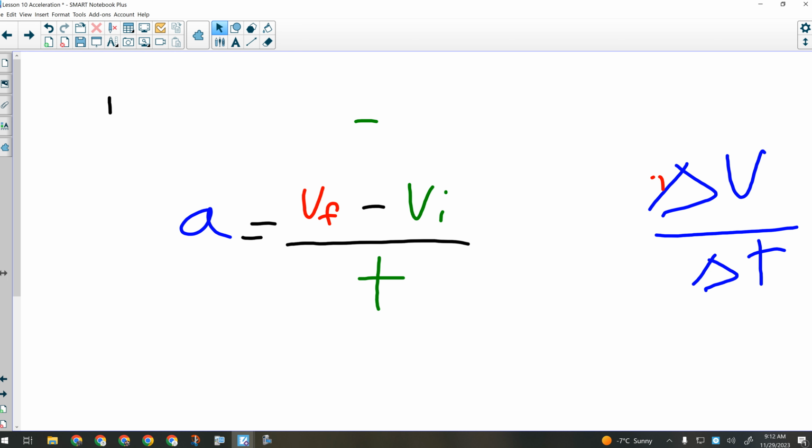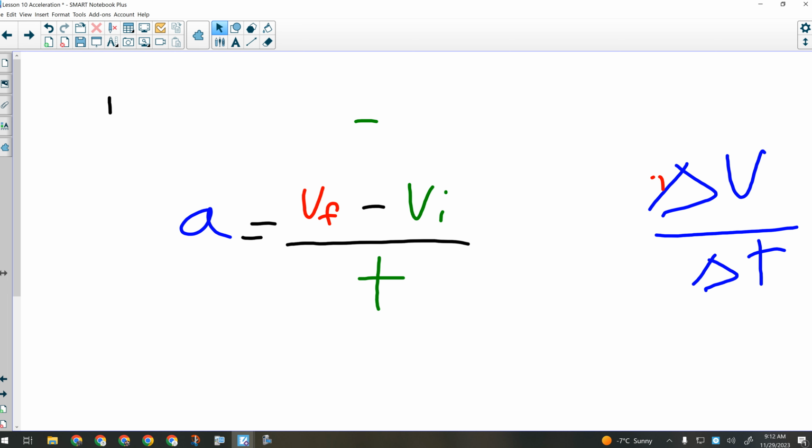What should I move first? Alex? I guess you add both sides by VI. Okay, remember what our third rule of algebra is? Move what's not attached first. Are VF and VI attached? Yep, they are. There's an addition subtraction operation there.